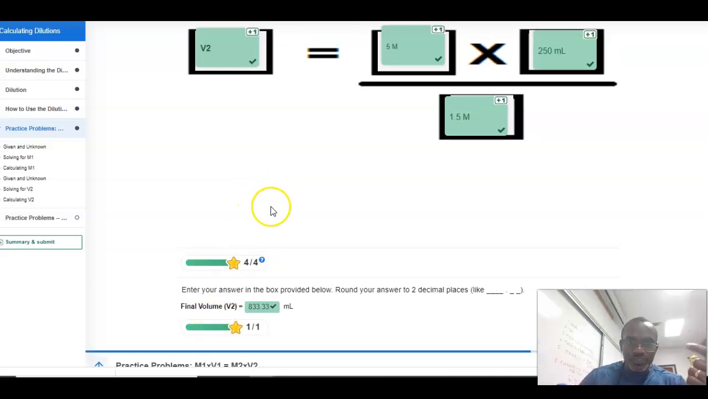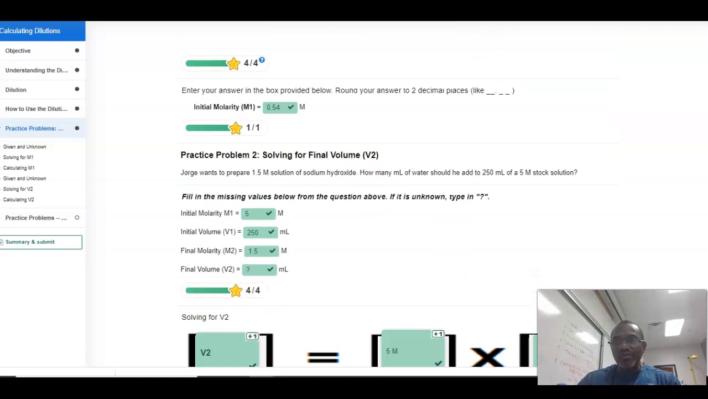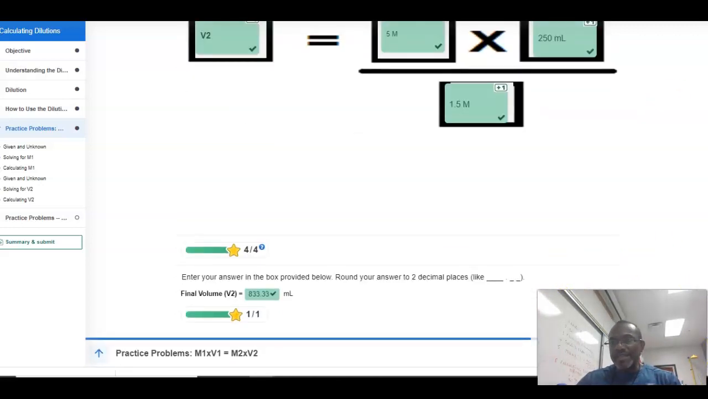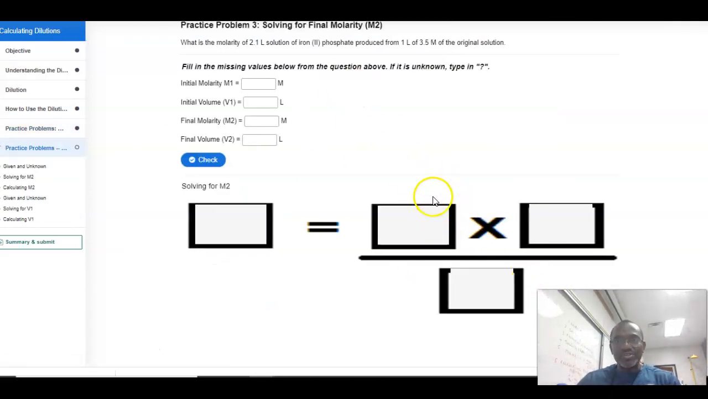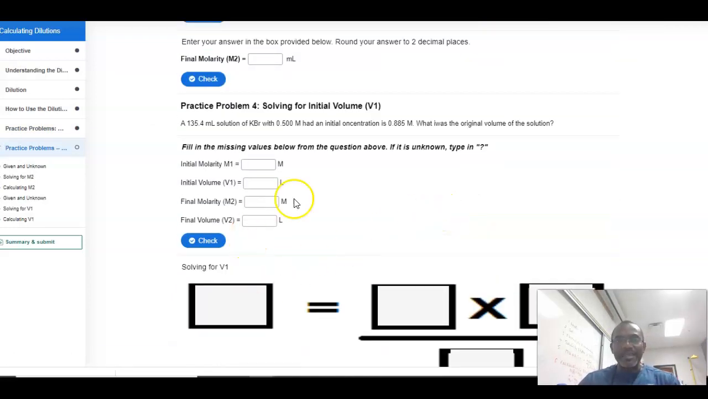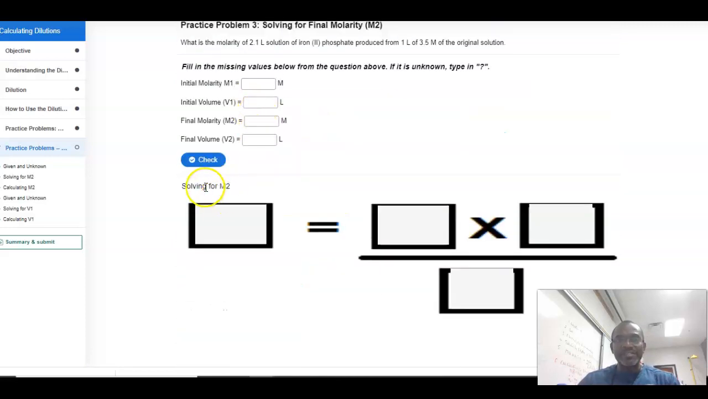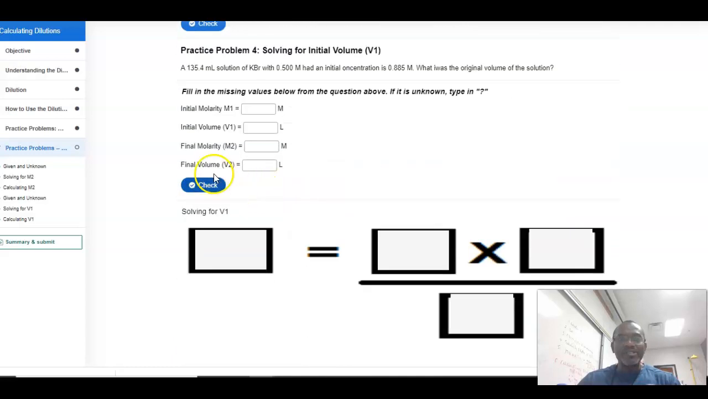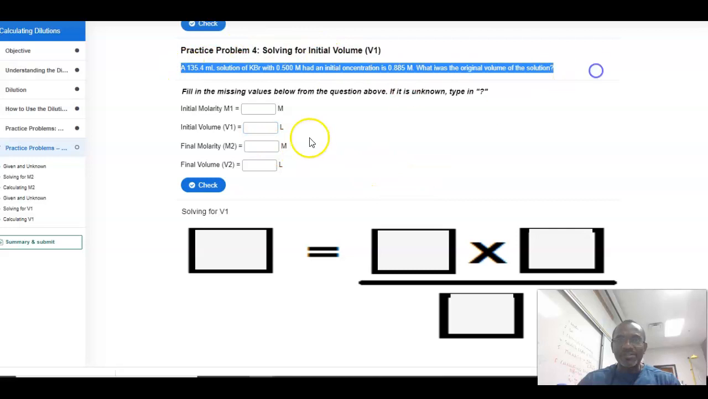Okay, so we've done 2 together out of 4. If you go on to the next screen, use the same thing. I want you to do these two on your own based on those ones we've done. They are the same. Number 3 is asking you to find M2, so M2 is the unknown. And then number 4 is asking you to find V1, which means V1 is the unknown. So extract the information from the question, and put them here first in the boxes before you solve for it.